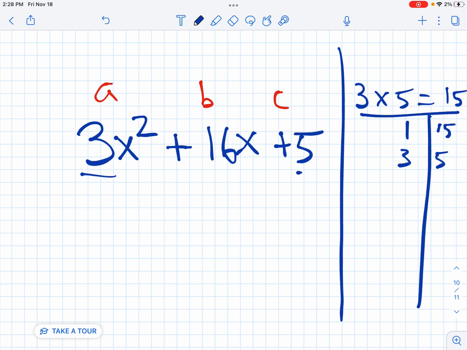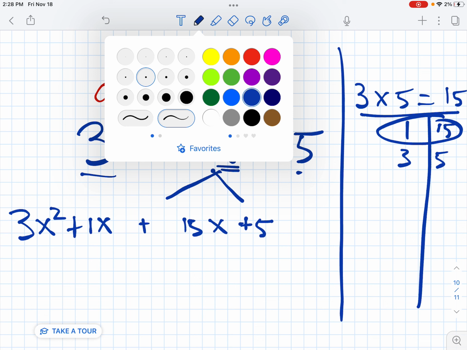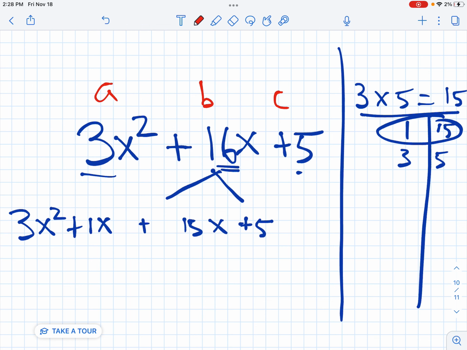Next step, I'm looking for a combination that adds up to be the middle number B, and 1 and 15 add up to be B, so I'm going to rewrite this now. I'm going to break up that middle term as 3x squared plus 1x plus 15x plus 5. And now I've got to look at these and see what they have in common. Let me just break these up a little bit. 3x squared is 3 times x times x. 1x is 1 times x. 15x is 3 times 5 times x. And 5 is just 5. I'm going to write 5 times 1 just for fun.